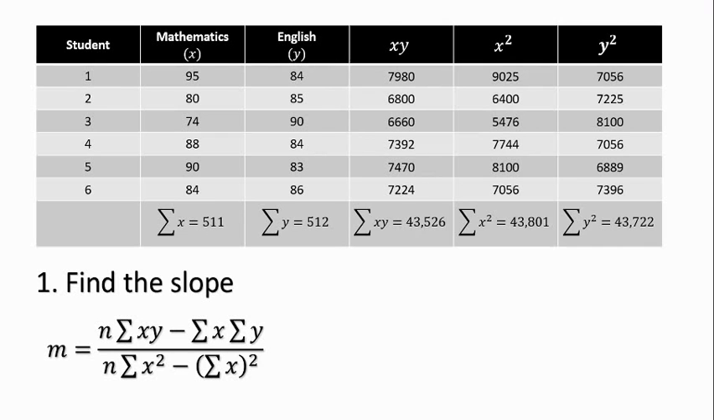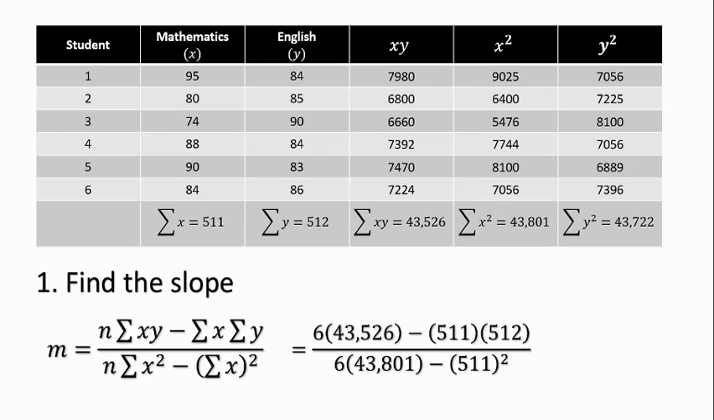And we already have the values required from our previous work. We plug in these values into the formula and get m equal to negative 0.28, or negative 0.28 over 1. A good interpretation of this value is that for every decrease of 0.28 in English, there is a corresponding increase of 1 point in math.